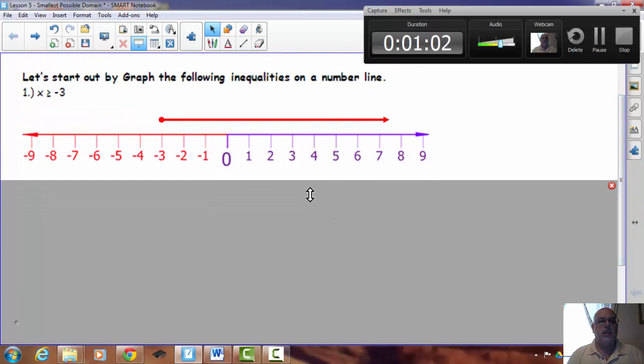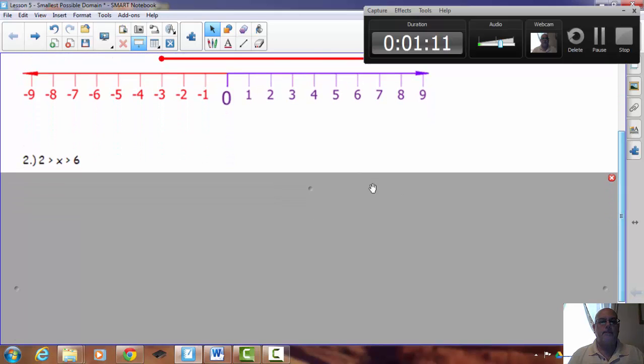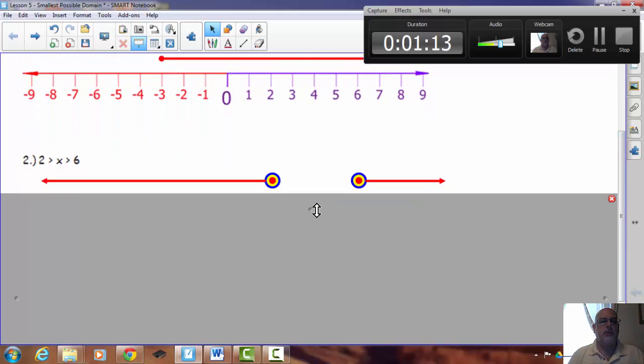So let's take a look at another one. On this one, x is less than 2 and greater than 6. So the graph of this would be open circles. I put these little bullseye things from the Smartboard files there instead of an open circle. So from now on, we're going to use these bullseyes as open circles, and a dot like I have up here on the -3 is a closed circle.